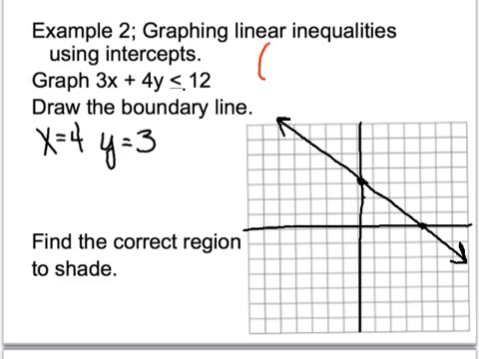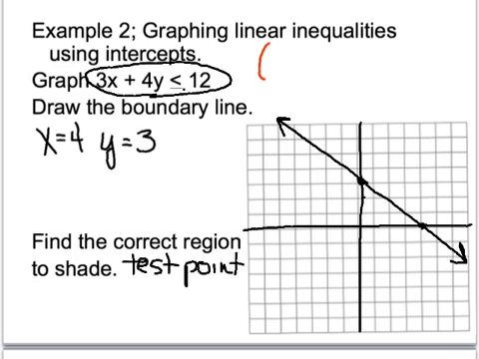Now, since we're not in slope-intercept form, I don't know which way to shade. This actually doesn't tell me if I shade up or down. So we are doing a test point. Plug a test point into the equation and figure out which way to shade. Our test point is going to be 0, 0, because it's really the easiest thing to plug into any equation, and you can use that test point for anything. 0, 0 is right there.